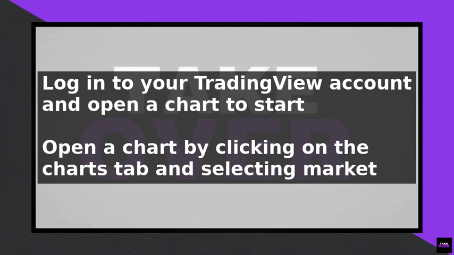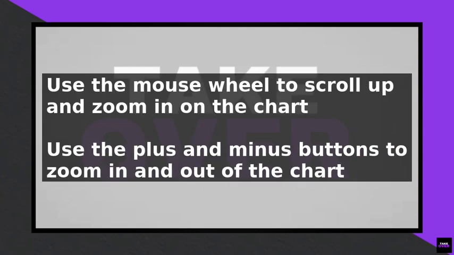To zoom in, place your cursor over the chart and use the mouse wheel to scroll up. As you scroll, the chart will zoom in, allowing you to see more detail. You can also use the plus and minus buttons at the top of the screen to zoom in and out. Clicking the plus button will zoom in, while clicking the minus button will zoom out.